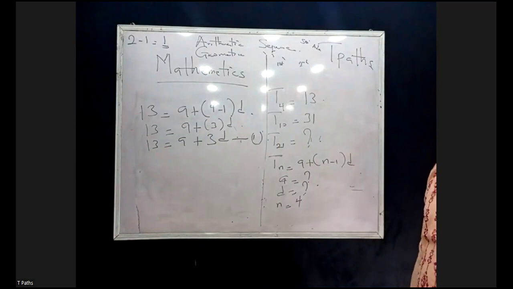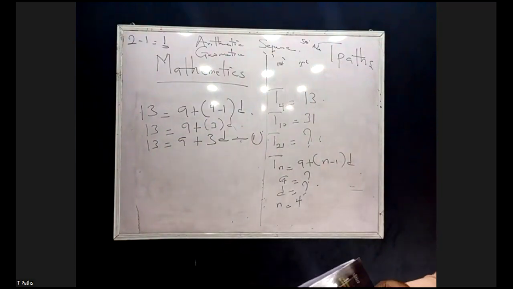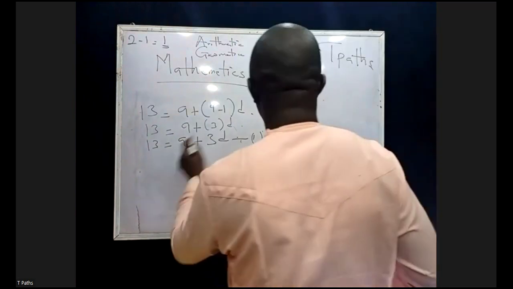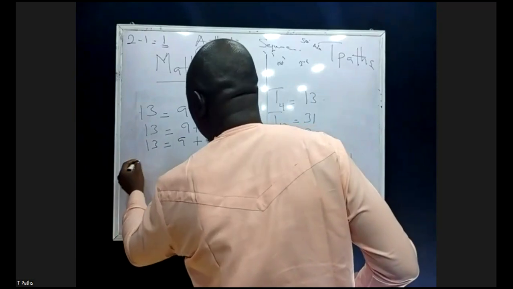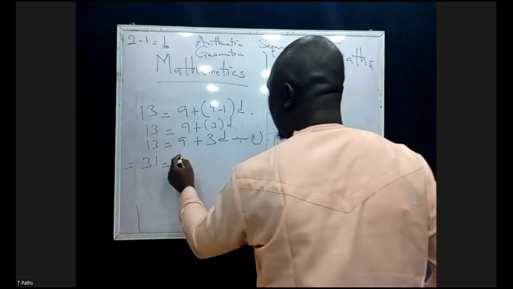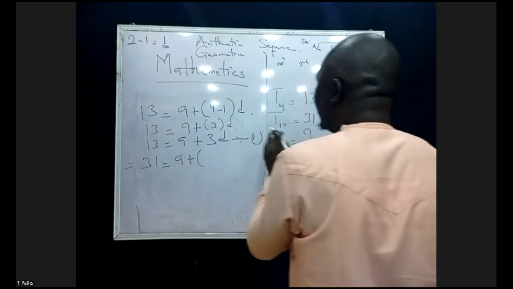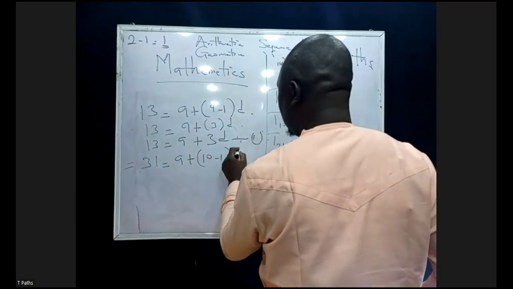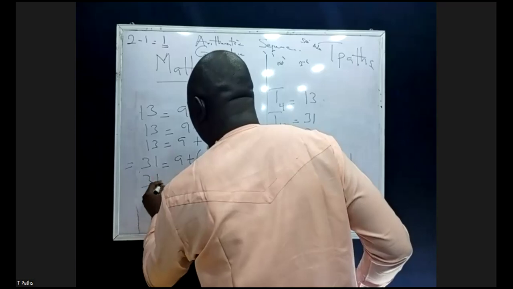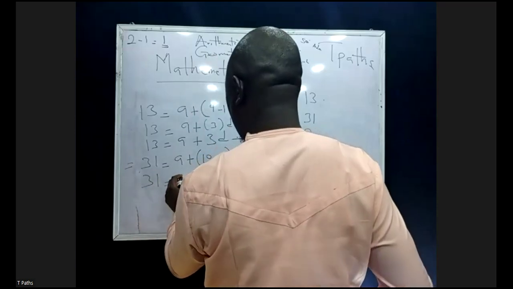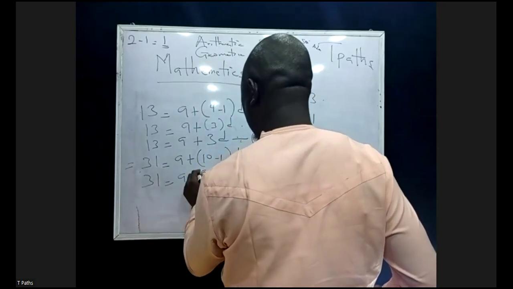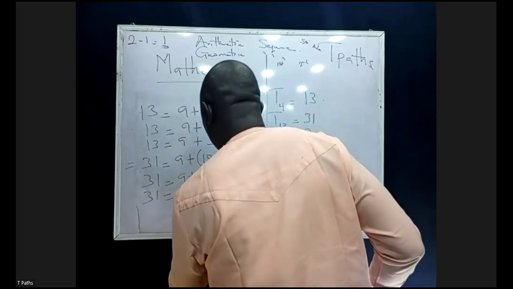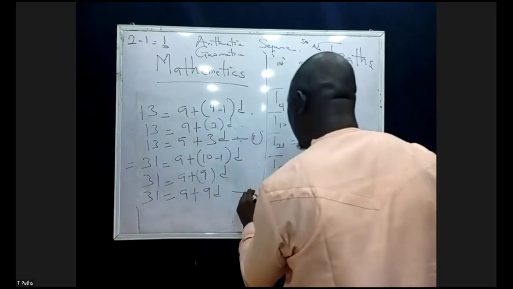If you don't get it, let me know. Just shout at us through the chat box. Now, you are saying that the T10 is 31. So 31 equals A plus, your number of terms is 10, 10 minus 1, D. So you have 31 equals A plus 9D. Equation 2.